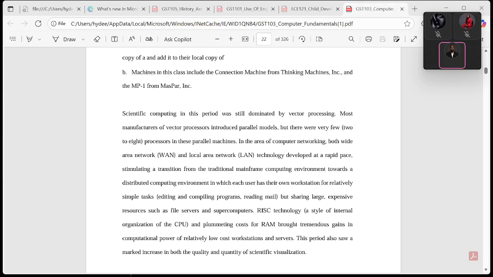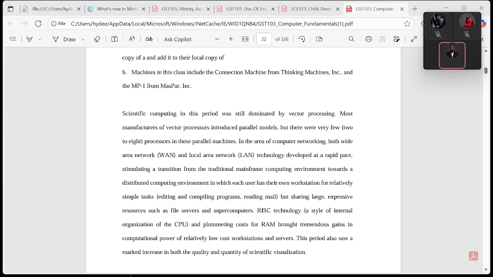Yes, RISC technology gained prominence. In this period, scientific computing was dominated by vector processing. We talked about vector processing in the last one. Like in the fourth generation, remember vector processing, high speed vector processors like Cray 1 and Cray XMP. So right now we have multiple processors these days.